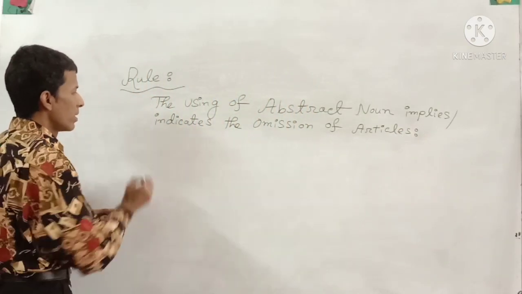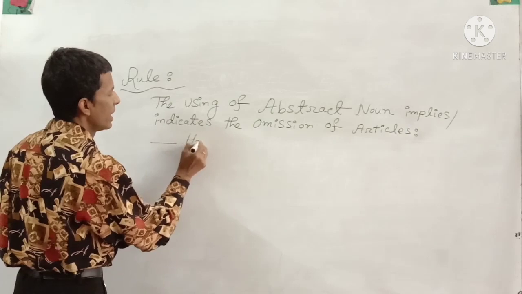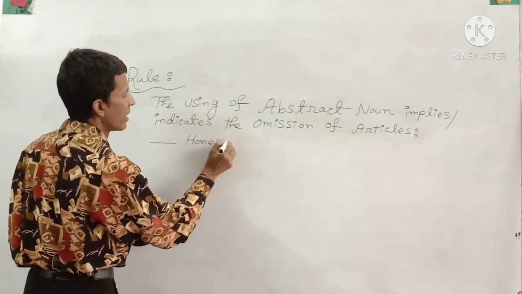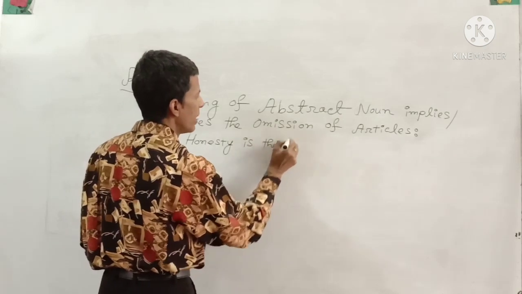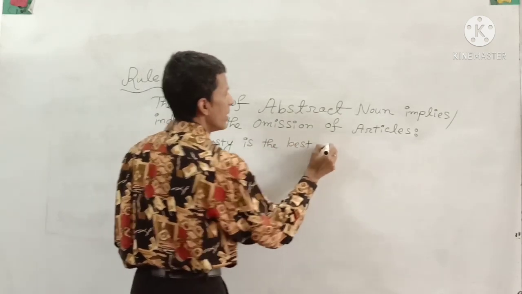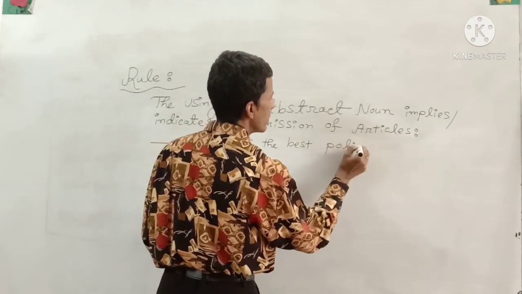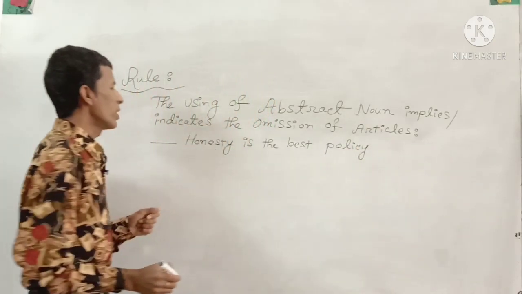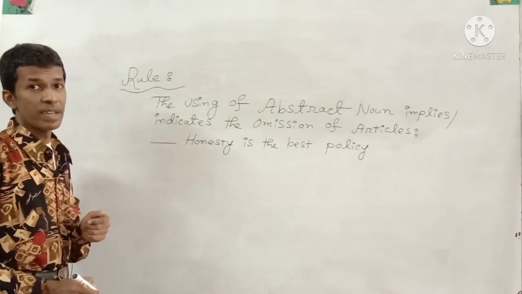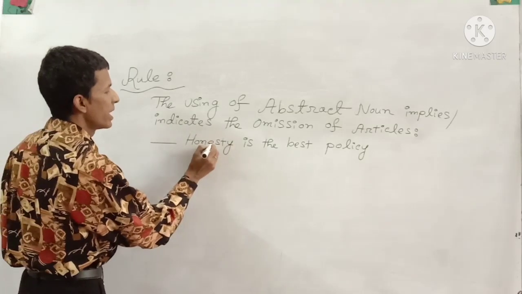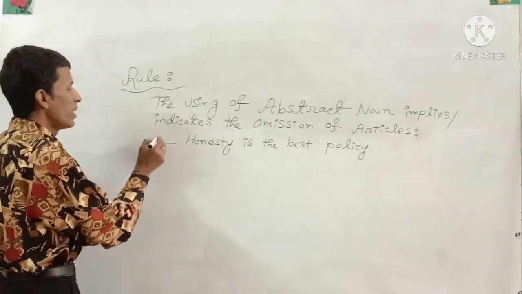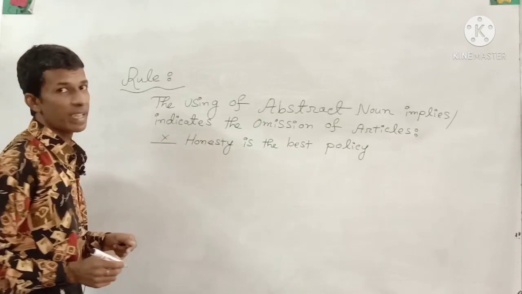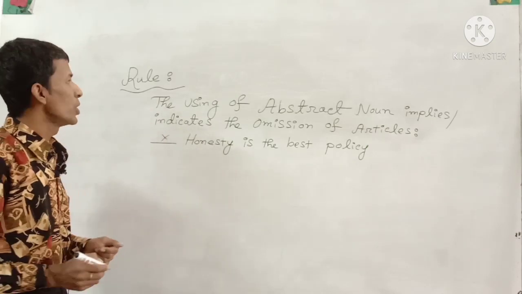That means, honesty is the best policy. In this example, you are watching that this sentence is started with abstract noun. That means honesty is used here as abstract noun. For this reason, you will have to put the cross mark here. That means the using of omission of articles.